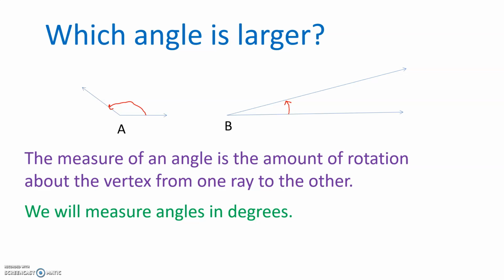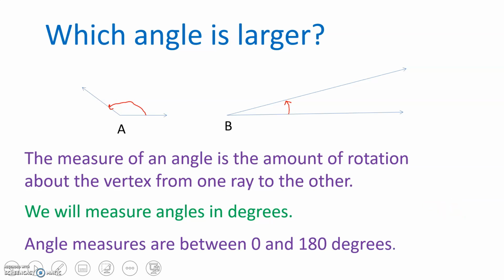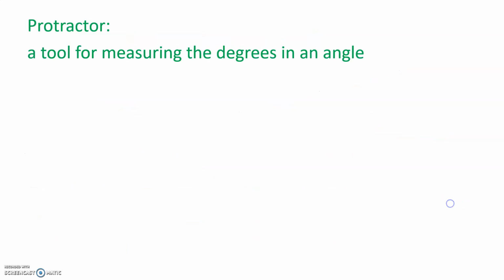And we measure in degrees in geometry class. And angles in geometry are between 0 and 180 degrees. So 0 would be when the two rays are on top of each other, and 180 degrees would be when one ray comes over here, like that. So the angles in geometry are between 0 and 180.